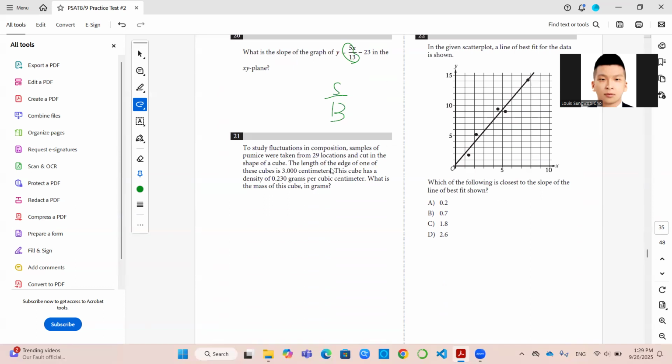To study fluctuations in composition, samples of pumice were taken from 29 locations and cut in the shape of a cube. The length of the edge of one of these cubes is 3 centimeters. This cube has a density of 0.23 grams per cubic centimeter. What is the mass of this cube in grams?